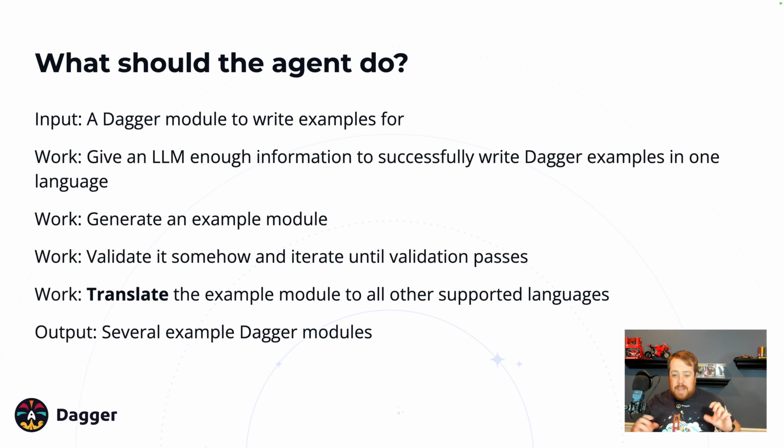So let's go step by step once again to figure out how the agent should actually solve this task. We're going to input a module that it needs to write examples for. We're going to give the LLM enough information to be able to write examples. We're going to generate an example module in one language. We're going to validate it and iterate until that validation passes. And then once we have that valid example in one language, we can use our existing translator agent to translate that one example into all the different languages that we want to show. And then our output is going to be a directory with several Dagger modules in it.